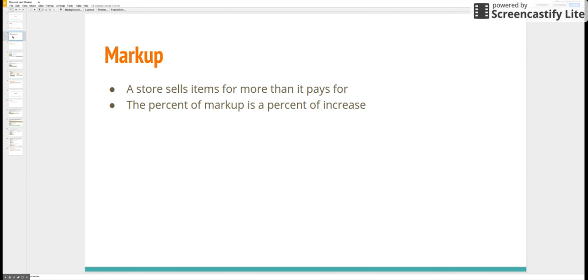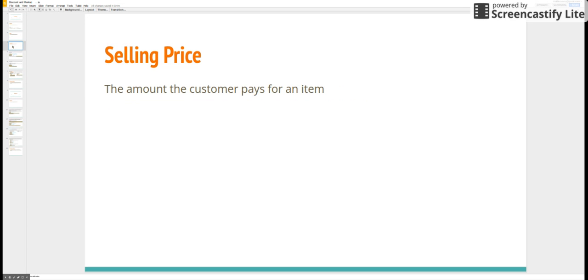So let's start off with what markup means. Markup is when a store sells items for more than it pays for. The percent of markup is a percent of increase. So think about it like this. If a store only pays $5 for a shirt, and then turns around and sells it for $10, the markup would be $5, right? The selling price is $10. That's the price that they're actually selling to the consumers. So the amount that the customer pays for the item is the selling price.